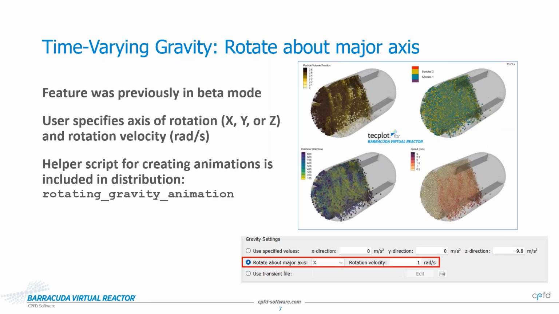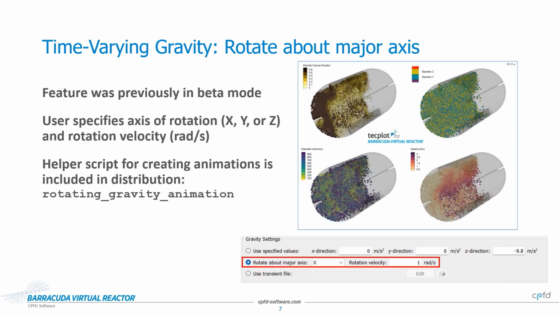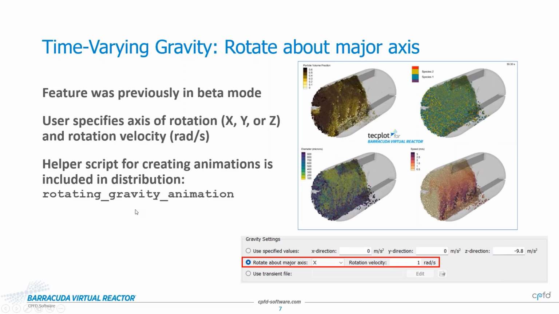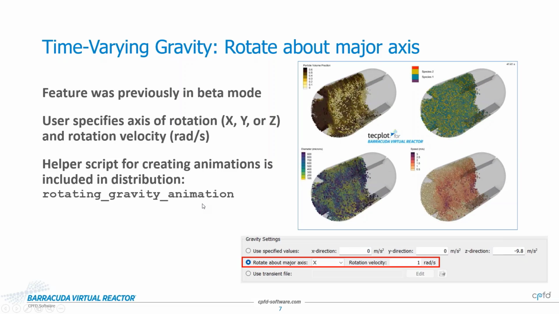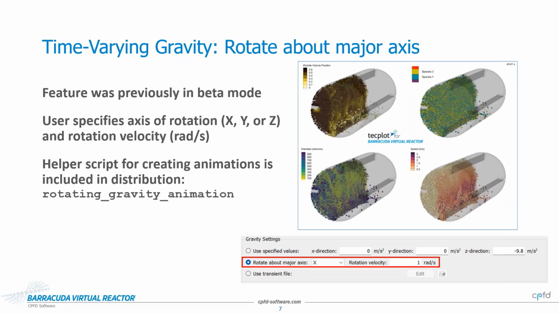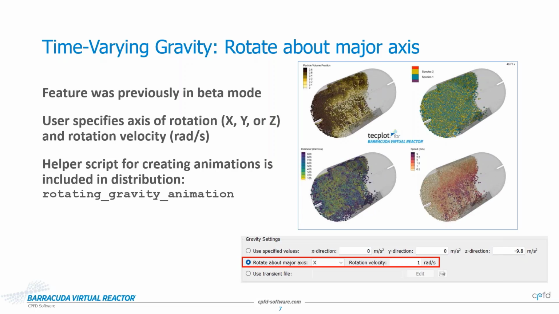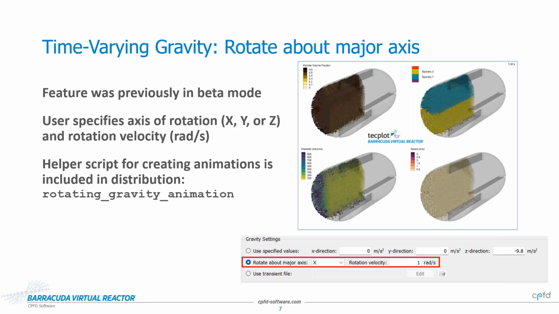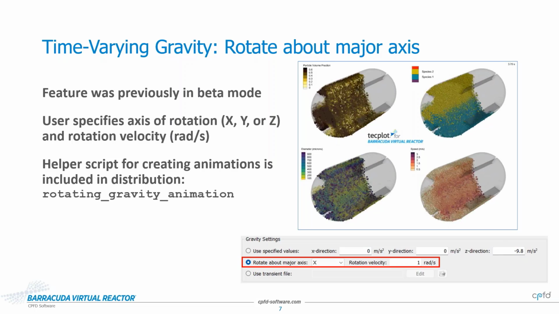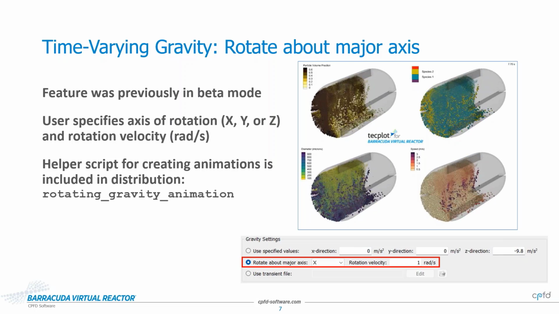One thing to note is that when you use this feature, when you make an animation in Tecplot, we do have a helper script called rotating gravity animation. And we encourage you to use this. What it will do is it will connect to a running Tecplot session, and it will rotate the view as the solution time progresses, so that you can get an animation that corresponds to the rotational velocity that you've specified.